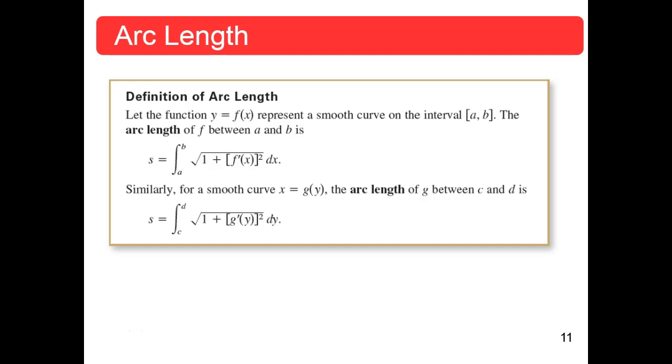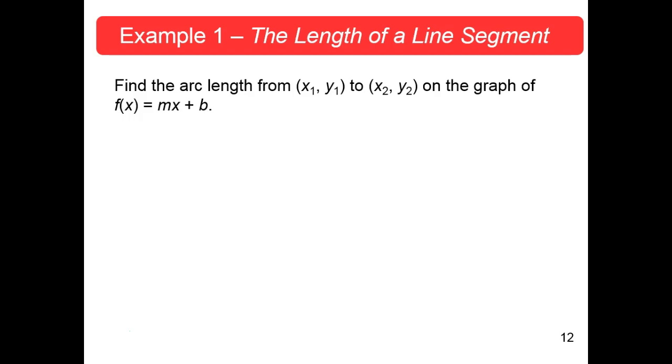reversing these, the arc length of g between c and d is the integral of the square root of 1 plus the derivative of g with respect to y, squared, dy. So either one of these orientations will work. The key is finding functions that when you do all these things to them, you get something that's integrable. Okay. So this one should be a piece of cake, and it is. Find the arc length from x1, y1 to x2, y2 on the graph f equal to mx plus b.